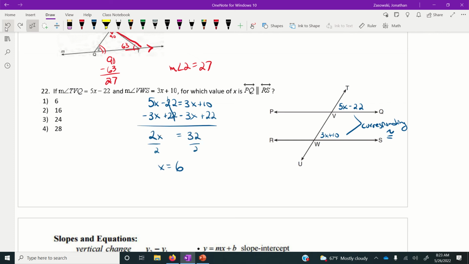Get rid of that 2. We'll get that x is equal to 16. And then just remember, it says the value of x, not the value of an angle. So 16 is the answer. Okay? And that's it, and we are done.